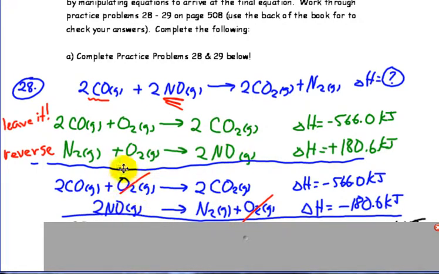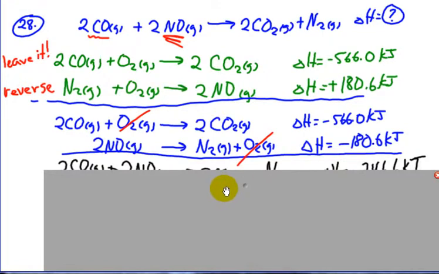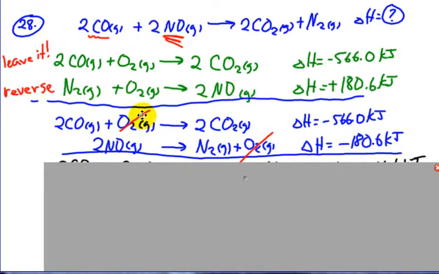2NO is now a reactant. Nitrogen and oxygen are now products. And what was endothermic, plus 180.6, is now exothermic, negative 180.6. And as you see here, we have oxygen on the left and oxygen on the right. Those can be canceled out because you can imagine it as being produced in one step, used up in the next step, so it's gone. And lo and behold, we should end up with what we want.